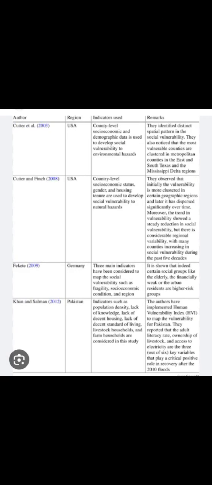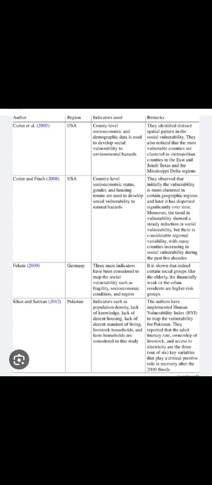This is an example of a literature mapping. Remember, I said while you are mapping a literature in a table, you extract the information in your literature under different headings in a table. Now, these are the headings: author, region, indicators used, and remarks. This one is particular to what the person writing on this is interested in writing on.